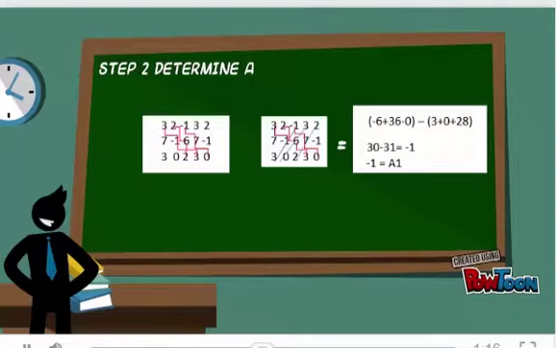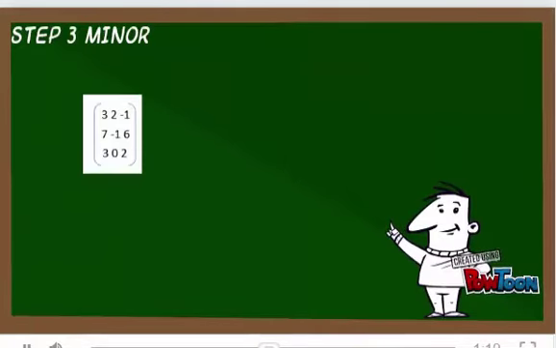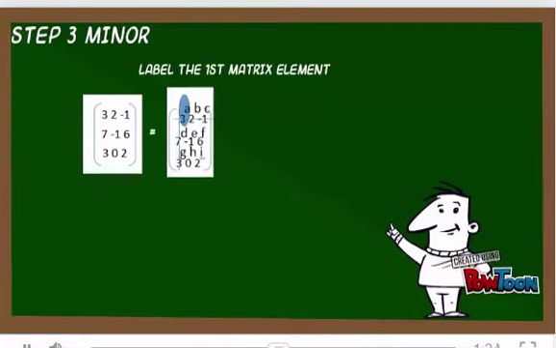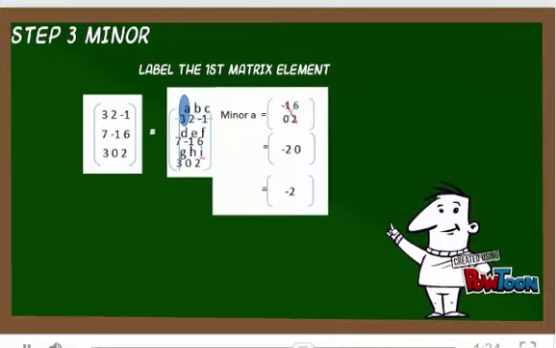The third step, minor. Take out the first matrix from the equation and label each of the elements. Then, for each of the elements, you need to close the row and column accordingly. The elements that are visible are the minor of the element. Here are examples for getting A.